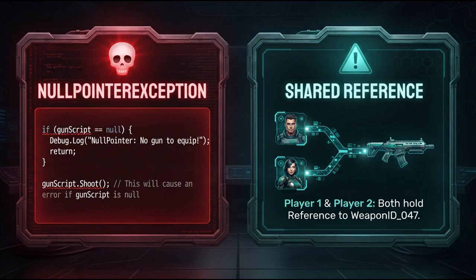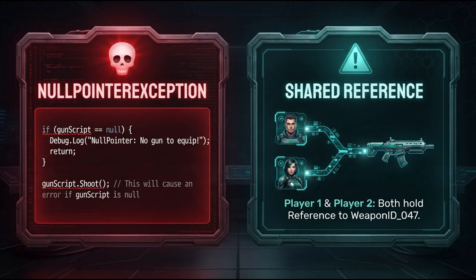Now, this brilliantly illustrates 2 massive, game-breaking traps you've got to watch out for when passing references. Trap 1 is the dreaded null pointer exception. If you create a player and immediately try to execute p1.gun.fire before actually calling pickup, your game loop is going to instantly crash. Why? Because that reference is still null.